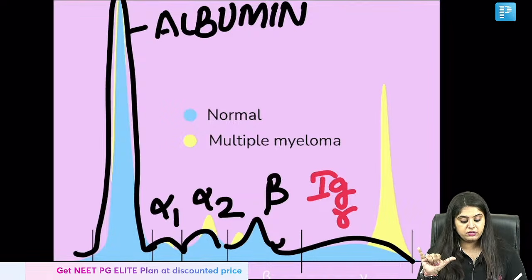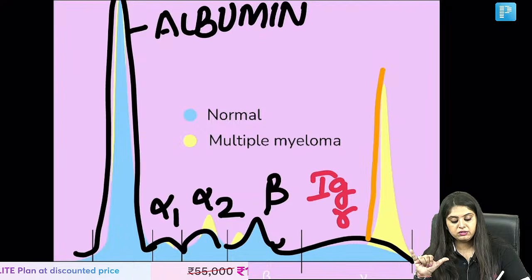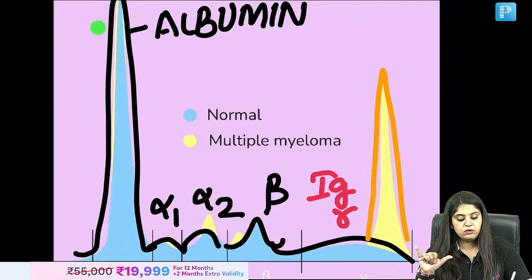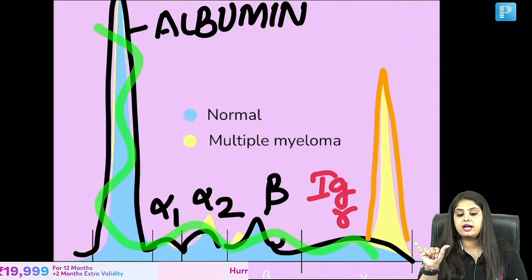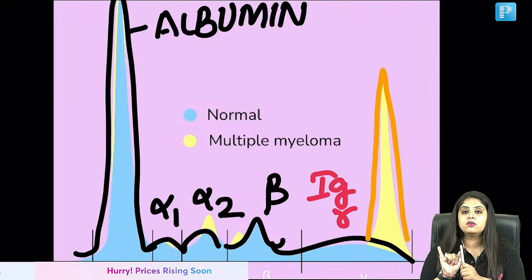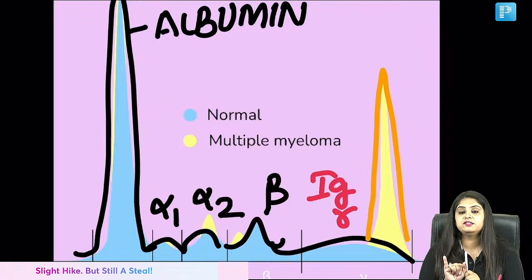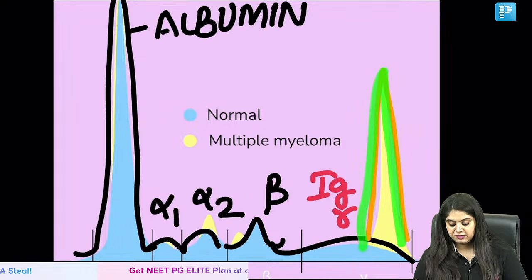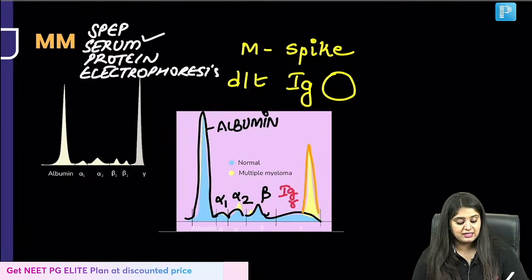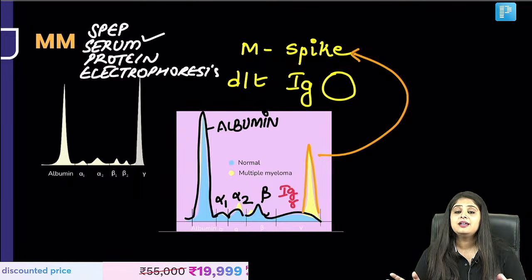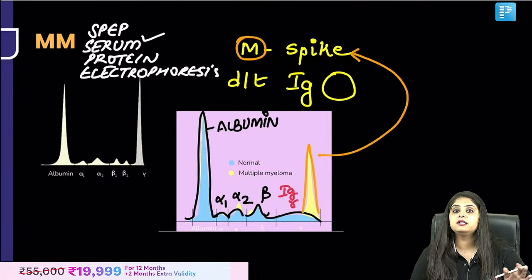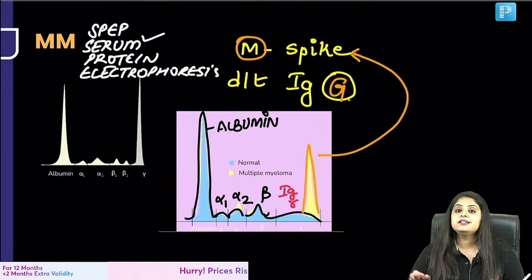But now I'm talking about a case of multiple myeloma. The only difference is that the same yellow line is everywhere, but now the IgG has come out to be a spike. So now it's looking like this, a sharp peak. Please note, this is known as the M spike. That doesn't mean it has IgM. M spike means myeloma spike, multiple myeloma spike. The antibody is still IgG.